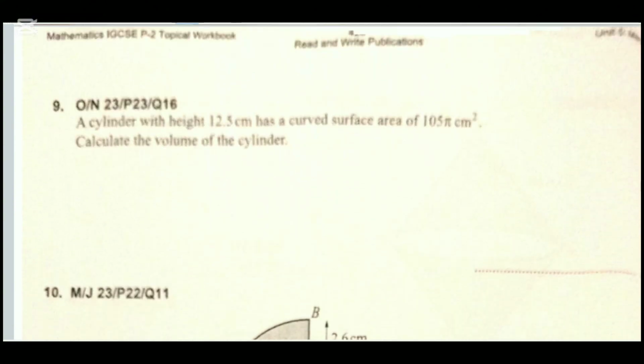Okay, next question. A cylinder with 12.5 centimeter height has a curved surface area of this. Calculate the volume of the cylinder.